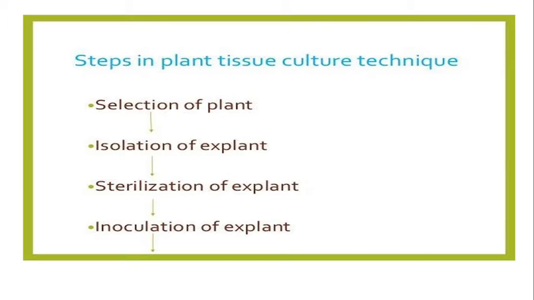The first step is selection of the plant. The explant is prepared or isolated from the plant, so proper selection of the plant should be done. The plant should be healthy and growing properly in uniform conditions so that it has a higher concentration of active constituents, so that the species produced from that explant by plant tissue culture is healthy and beneficial for treatment of various diseases. So the selection of the plant is an important criterion.